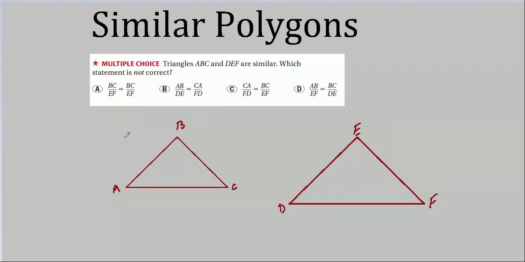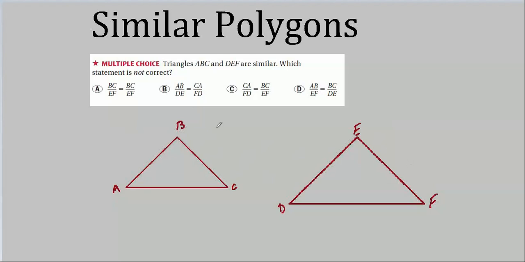Okay. Remember, if they're similar, that means the corresponding sides are all in the same ratio. So AB over DE would have to equal BC over EF. And in fact, BC over EF, okay, that's one.